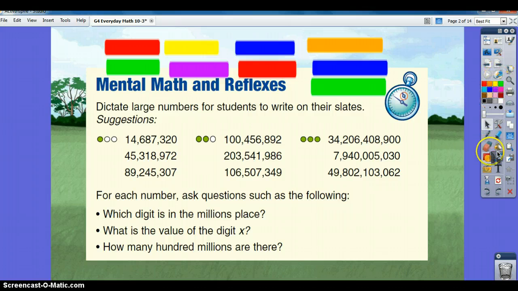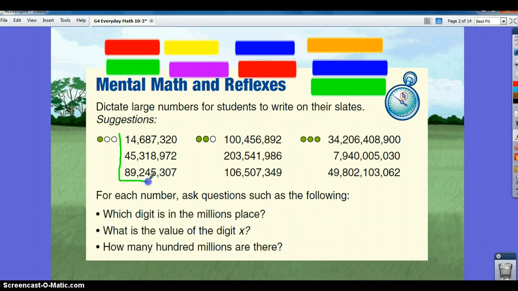Let's do a little mental math here. Let's look at the first column, and I want you to find where the millions place is. Remember, the decimal point's always at the end of the number, so you can count up. We have the ones place, the tens, the hundreds, the thousands, the 10,000s, the 100,000s. So the 4 is in the millions place. The 5 in the next number is in the millions place, and the 9 in the next number is in the millions place.